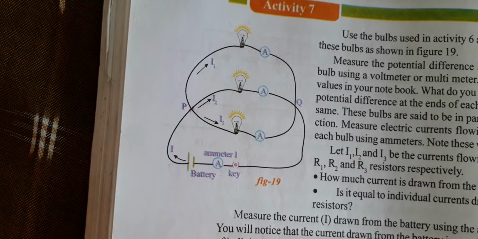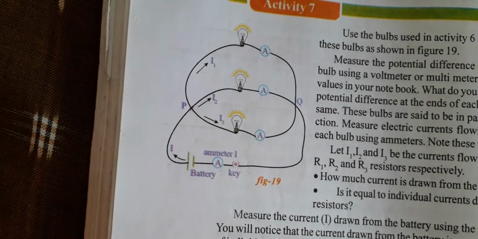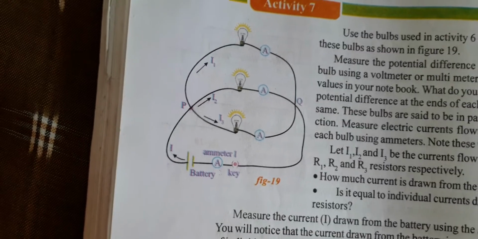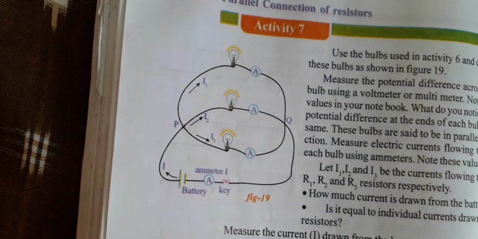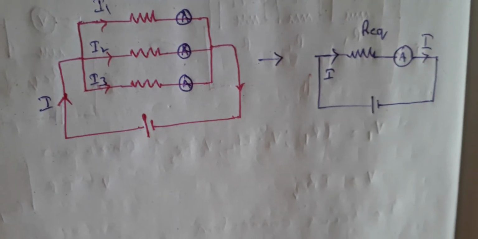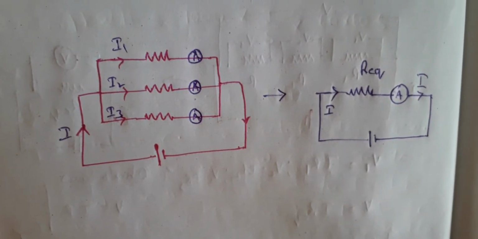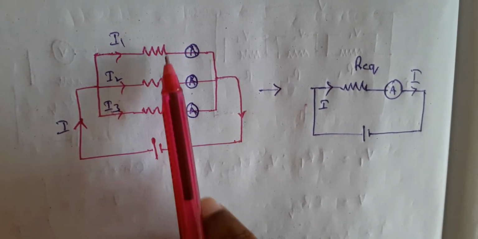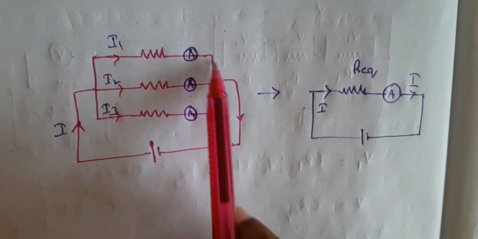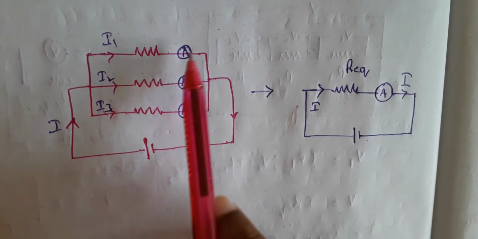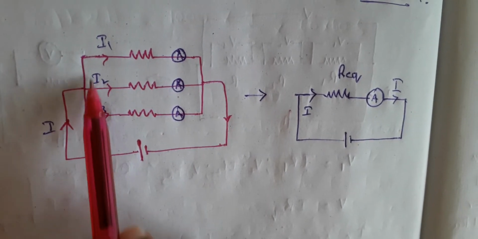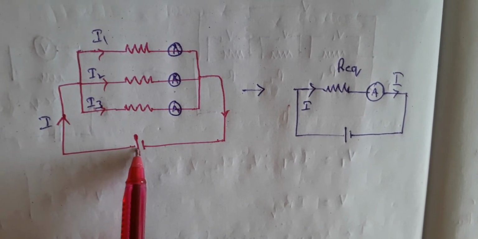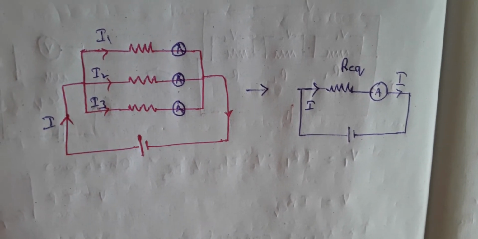And now to find out the equivalent resistance offered by all the bulbs, let's move on to the derivation part. So this is how the resistors are connected. You can observe that one end of all the resistors is connected to the negative terminal. The other opposite ends of the resistors are connected to the positive terminal. This is called parallel combination.